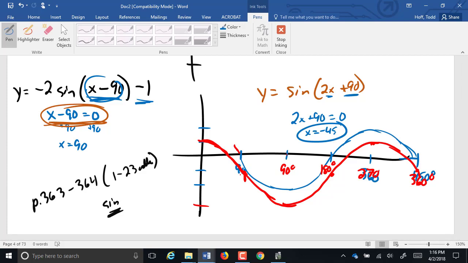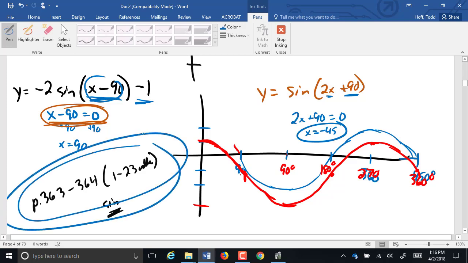We'll go over more of that tomorrow. So again, just do the problems that deal with sines, page 363 to 364, 1 through 23, the odds.